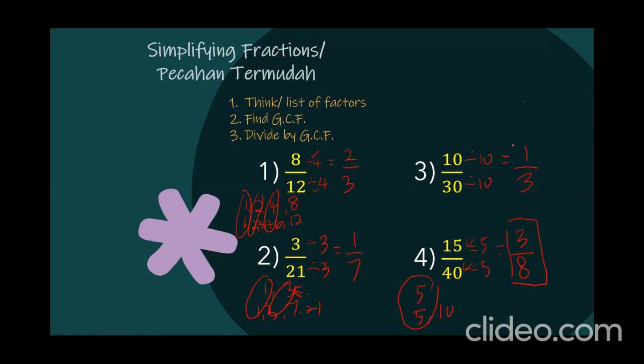3 over 8. 1/3 for number 3. 1 over 7 for number 2. And we got 2/3 for number 1. So how do we make sure that these are the simplest forms of the fractions given? Look at the numerator and the denominator. When you have only the number 1 as the common factor for both numbers, it means that you have already reached the simplest form of the fraction given to you.